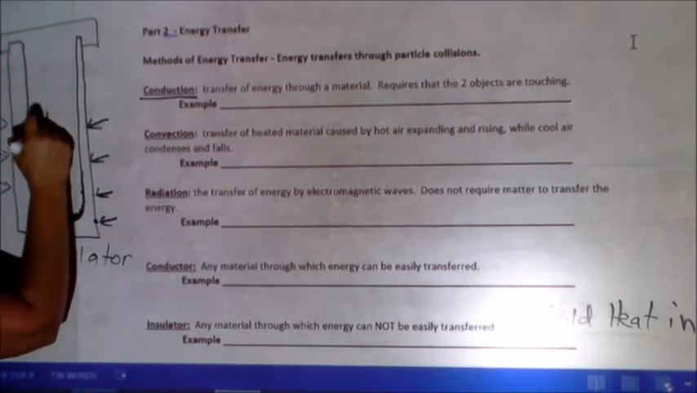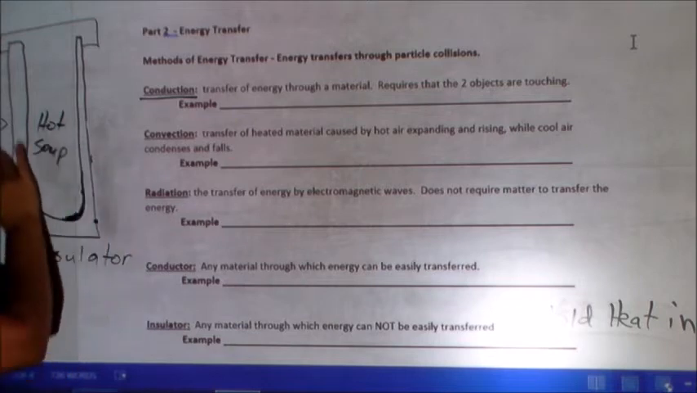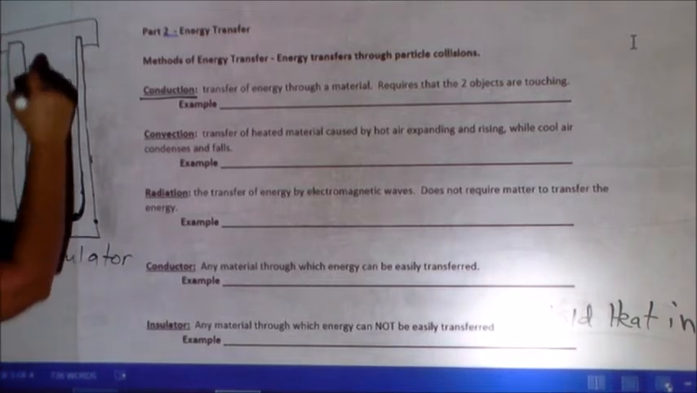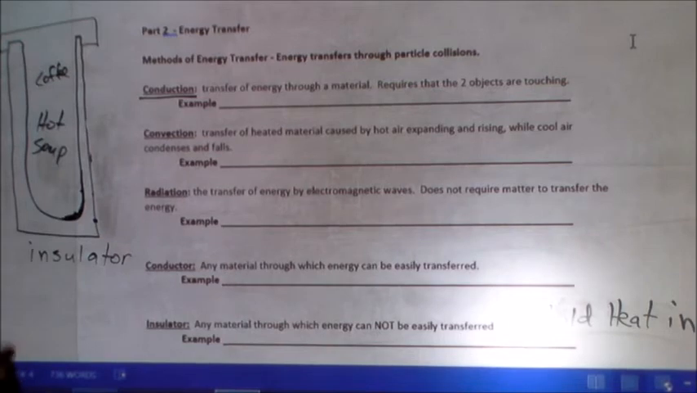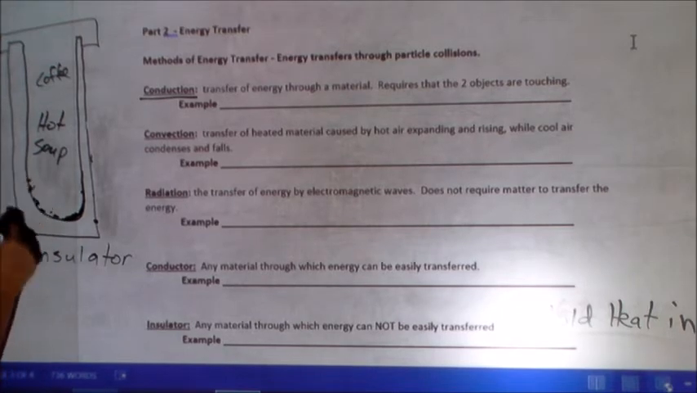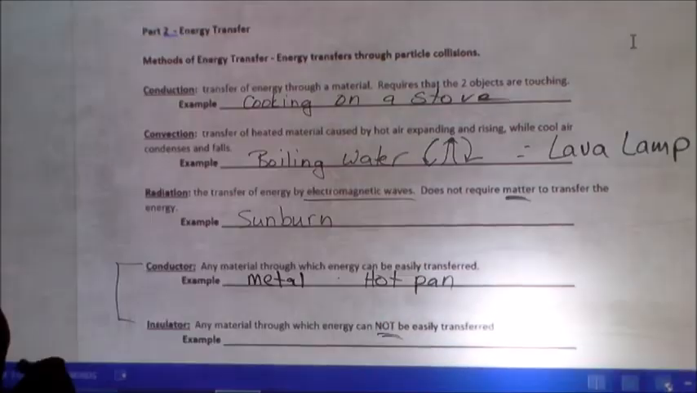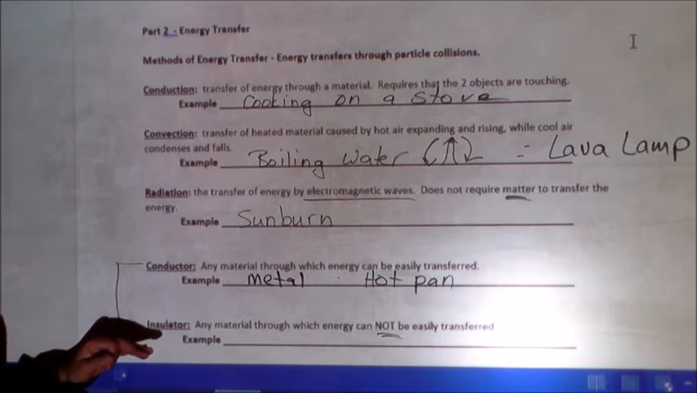This is hot. And maybe it's cold outside. I don't want my soup to get cold. Or maybe I don't want my coffee to get cold. So, if there's no air in here, the hot particles that are in here are never going to get out because there's no way to transfer the heat from here to here. That's how a thermos works. So these are things that make it so you don't get burned.